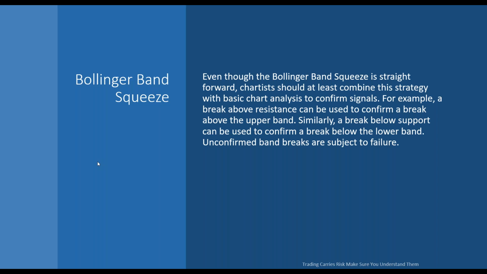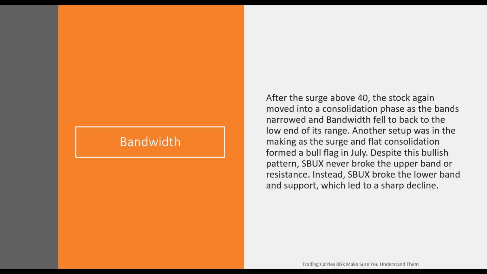So even though the Bollinger squeeze is straightforward, chartists should at least combine the strategy with basic chart analysis to confirm signals. For example, a break above resistance can be used to confirm a break above the upper band. Similarly, a break below support can be used to confirm a break below. So in other words, when you get the breakout of the band, that's going to give you the first bit of direction. If you had your support and resistance lines on your chart, you would want to wait till it broke through its resistance if it's breaking upward, or through its support if it's breaking downward, to get the actual confirmation and a trading point.